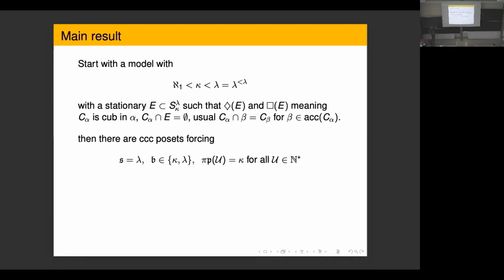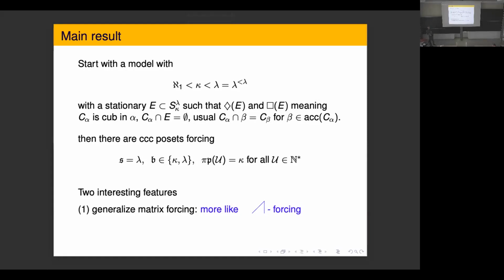Okay, so you could say, okay, so what? It's just playing around with forcings, and that's true. But it was interesting techniques. So here, I think, and even I think Saharan agrees, are the interesting aspects of this result.